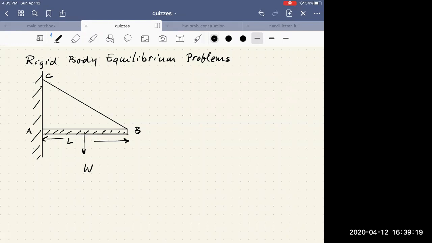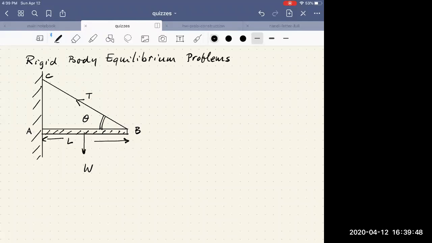Let's join from B to C with a string, and the string will be holding this shelf in place such that it doesn't fall, which means the string will exert a tension in the direction shown. Let's call it T, and let's call this angle here theta. So we have drawn up W and tension T.